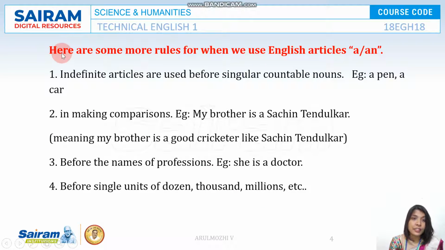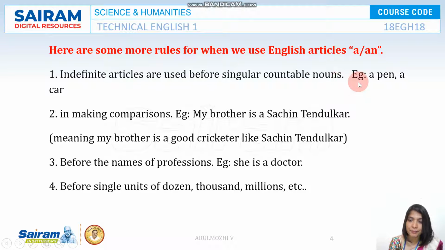Now here are some more rules where to use a or an. The first main thing is indefinite articles. They are used before singular countable nouns, because we cannot say one when we can't count something. So uncountable nouns don't take a or an. It is used only before one countable noun.